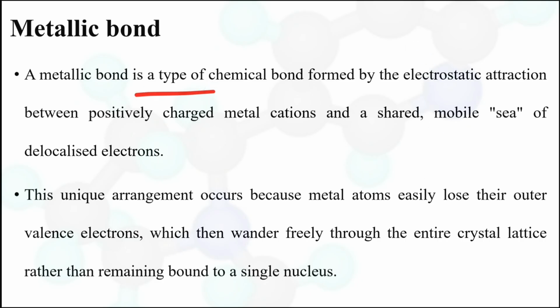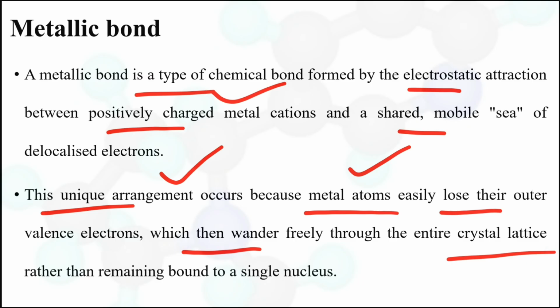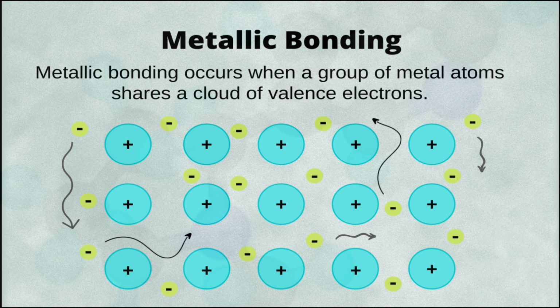Then metallic bond. This metallic bond is a type of chemical bond formed by electrostatic attractions between positively charged metal cations and a shared mobile sea of delocalized electrons. Many electrons are there. This unique arrangement occurs between metal atoms that easily lose their outer valence electrons, which then wander freely through the entire crystal lattice rather than remaining bound to a single nucleus. So this is the case of metallic bonding. It occurs when a group of metals shares a cloud of valence electrons.